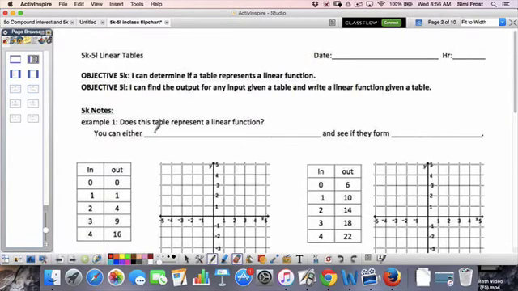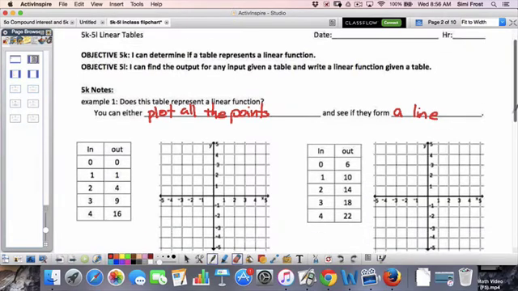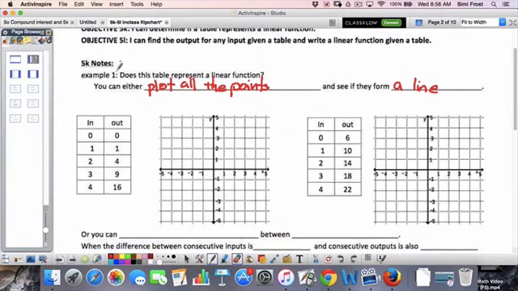You can either plot all the points and see if they form a line, and our OR situation is going to be below. But let's start with plotting the points and see if they form a line.